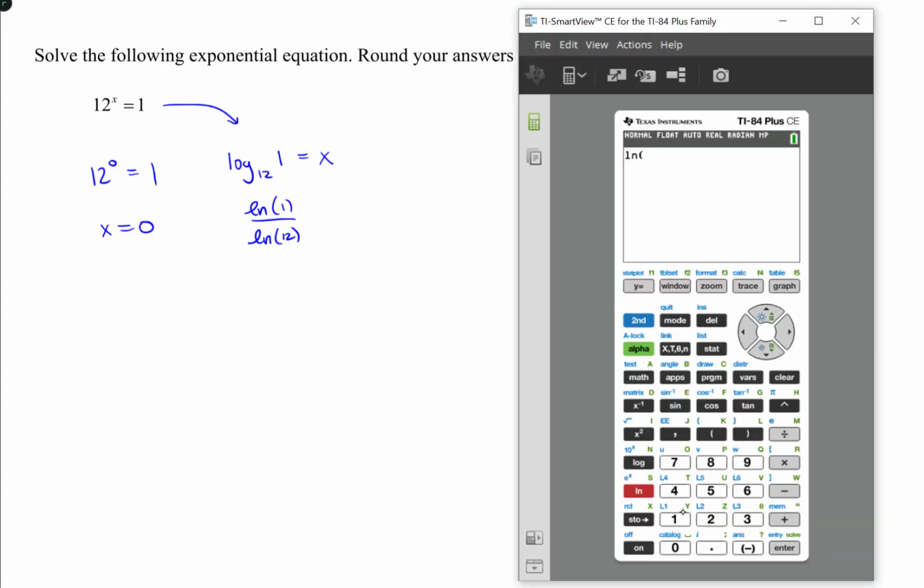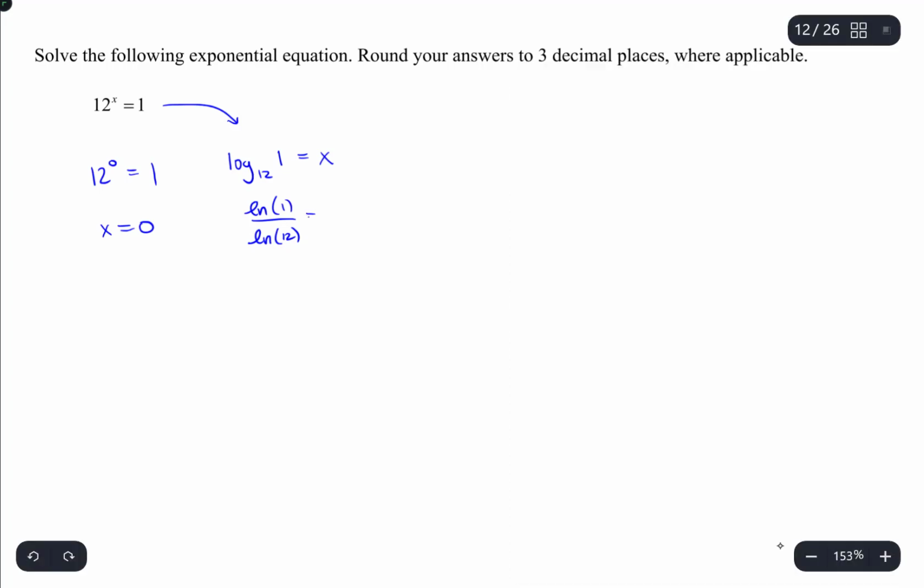So that's the natural log of 1 divided by the natural log of 12. And that results in 0. So there's another way that you could very easily determine that the solution here should be 0.